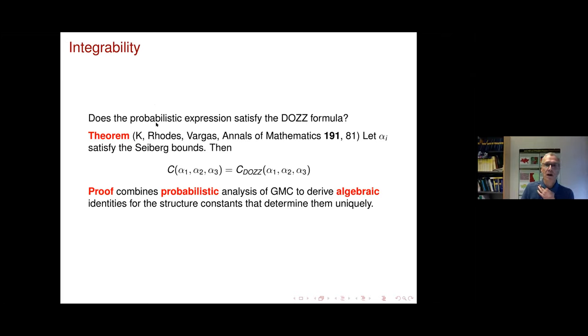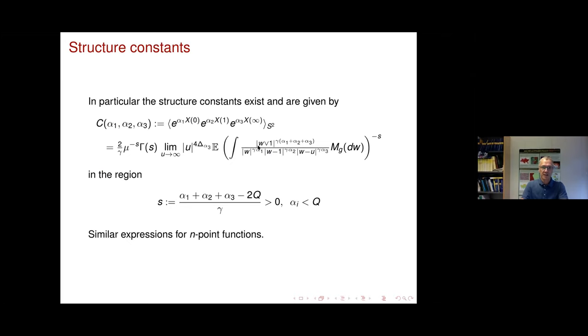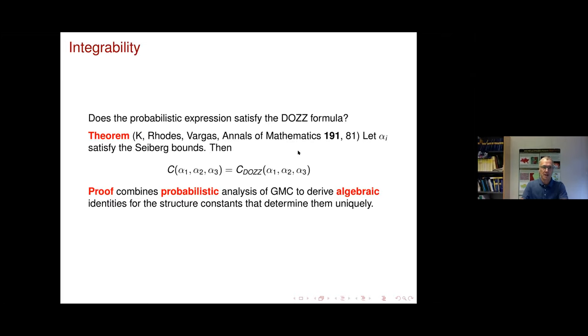This is what we did some time ago with Rémy and Vincent. Namely, if you take this probabilistic expression here, and if you take the alphas satisfying the Seiberg bounds, then this expression is exactly the same as the DOZZ formula, the formula with the upsilon function.